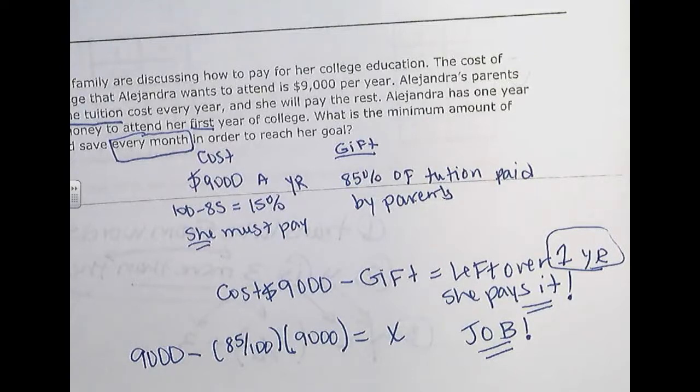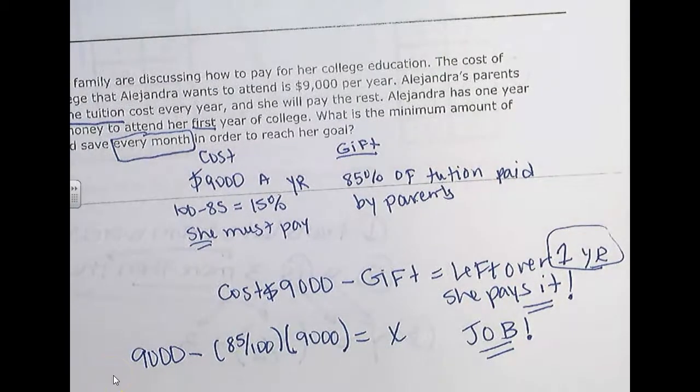Next. Time to pay for school. If you read question 18, it says she and her family are discussing how to pay for college. The cost of tuition is going to be $9,000 a year. By the way, that's actually low. Her parents will pay for 85% of the tuition. That's good. And she pays the rest. She has 1 year to save enough money. It asks you how much money she needs to save per month in order to reach her goal.